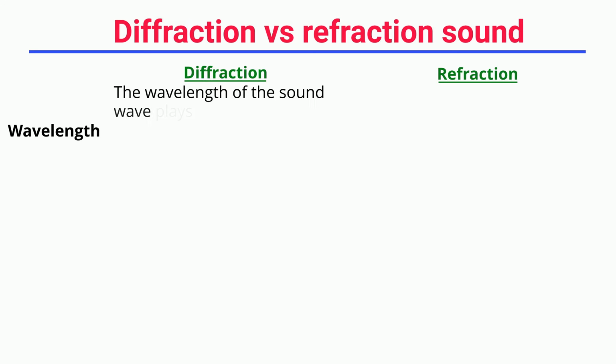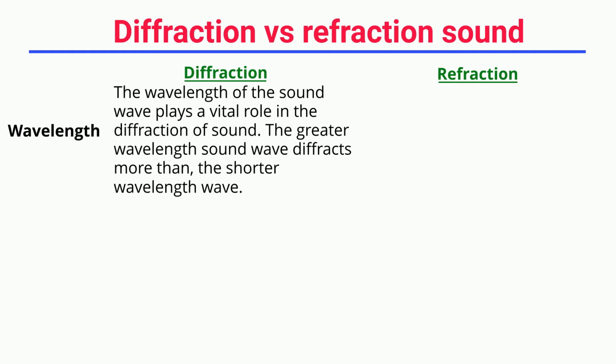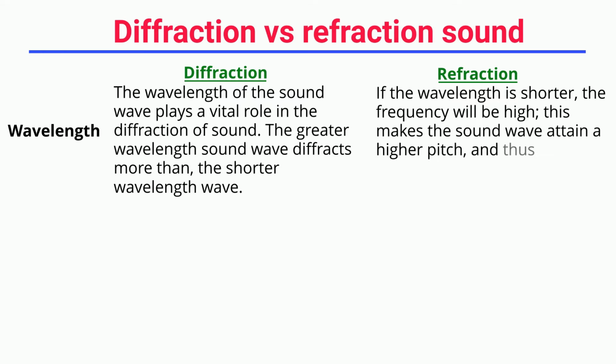Wavelength. The wavelength of the sound wave plays a vital role in the diffraction of sound. The greater wavelength sound wave diffracts more than the shorter wavelength wave. If the wavelength is shorter, the frequency will be high. This makes the sound wave attain a higher pitch, and thus the refraction will be greater.